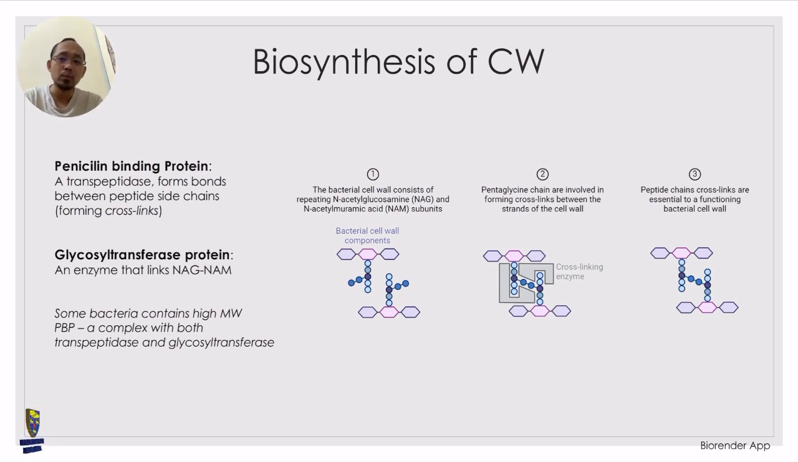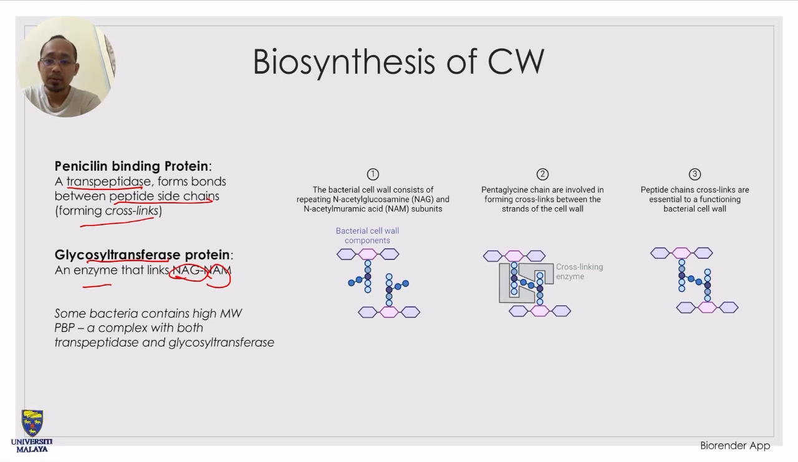And how does it work? How is the cell wall built? Okay. So PBP, penicillin binding protein, is a transpeptidase. It forms bonds between the peptide side chains, forming a cross-link, while glycosyltransferase is an enzyme that links the alternating monomers. So one forms the bond between peptide side chains. You just focus on the peptide side chain, while the other one links between alternating monomers.